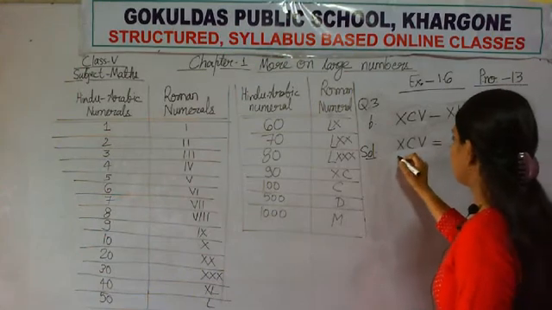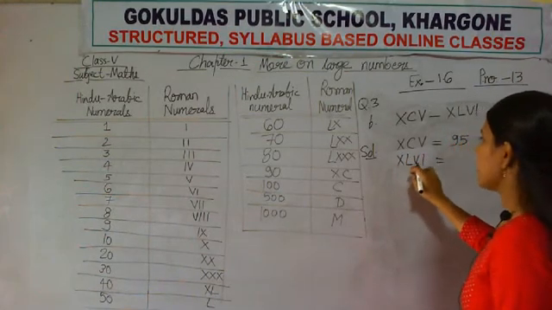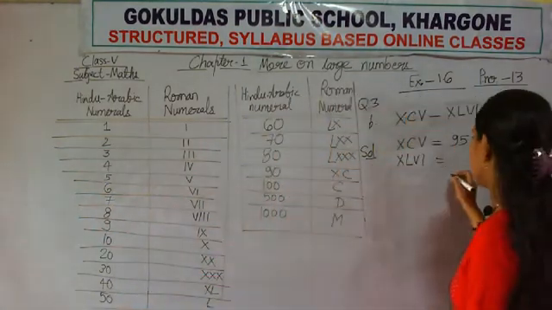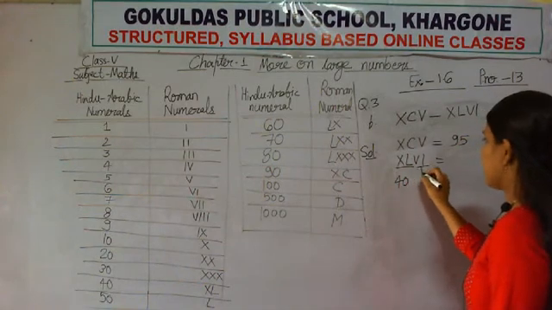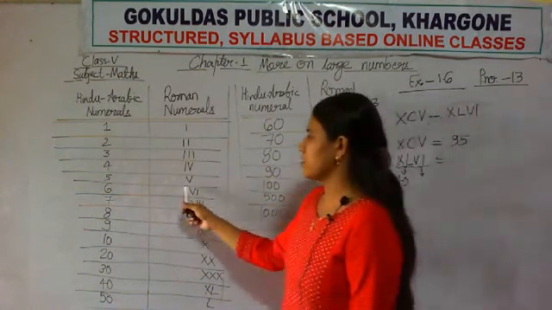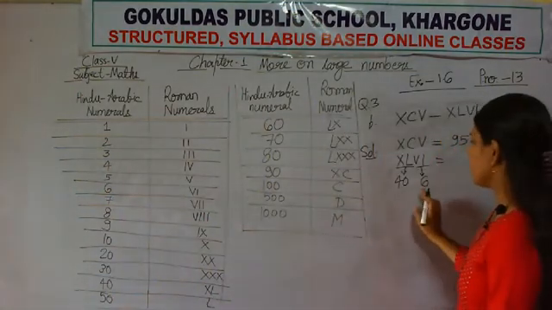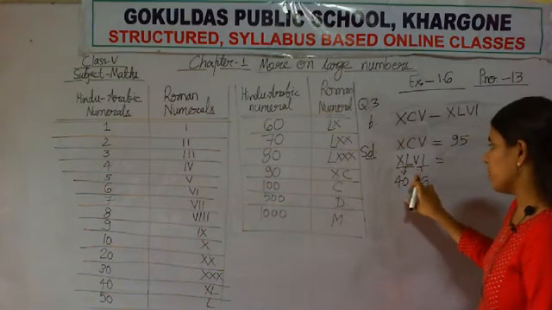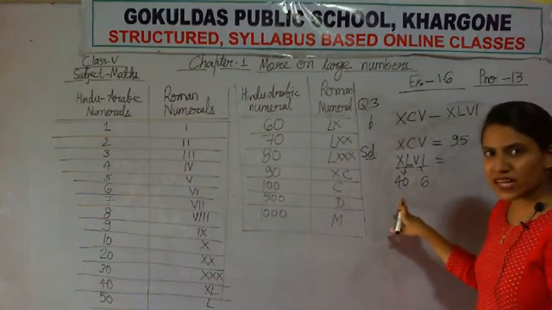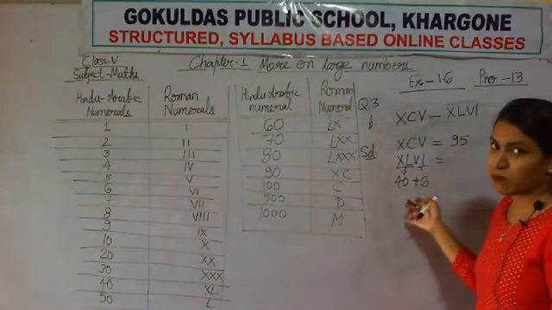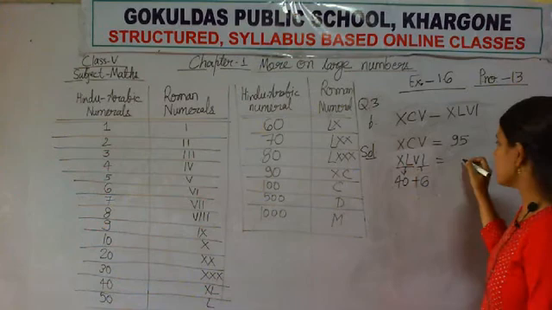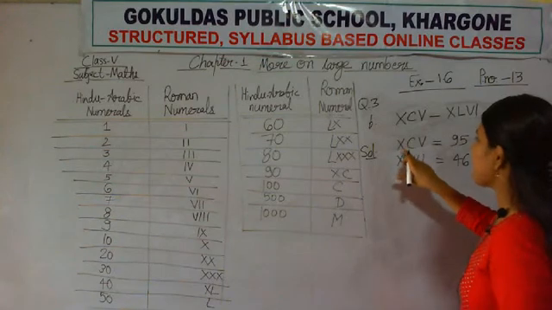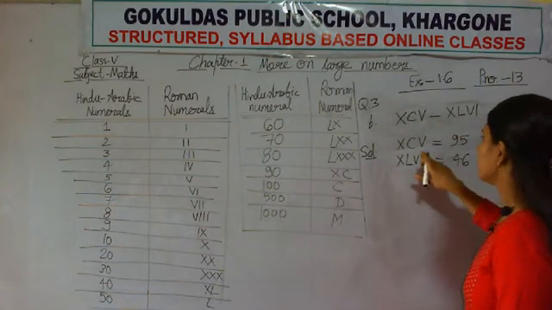Now take another number, XLVI. XL represents what? XL is for 40. XL means 40 and VI represents 6. Now you see that 40 and 6, the smaller number is written to the right of the larger number. It shows addition, that is why I am putting a plus symbol here. 40 plus 6 is 46. Now our first number is XCV, that is 95, minus 46.